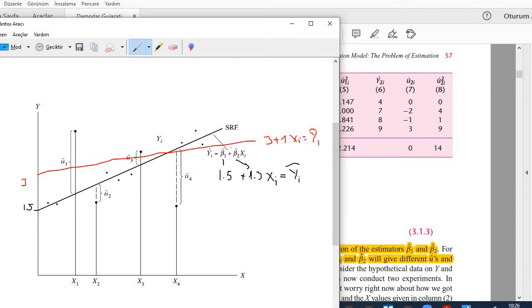By using these two sample regression functions, this is sample regression function 1, and this is sample regression function 2. We obtain the residual terms. For this one we obtain them like this, and for this one like this. This is u1, this is u2, this is u3, and this is u4.